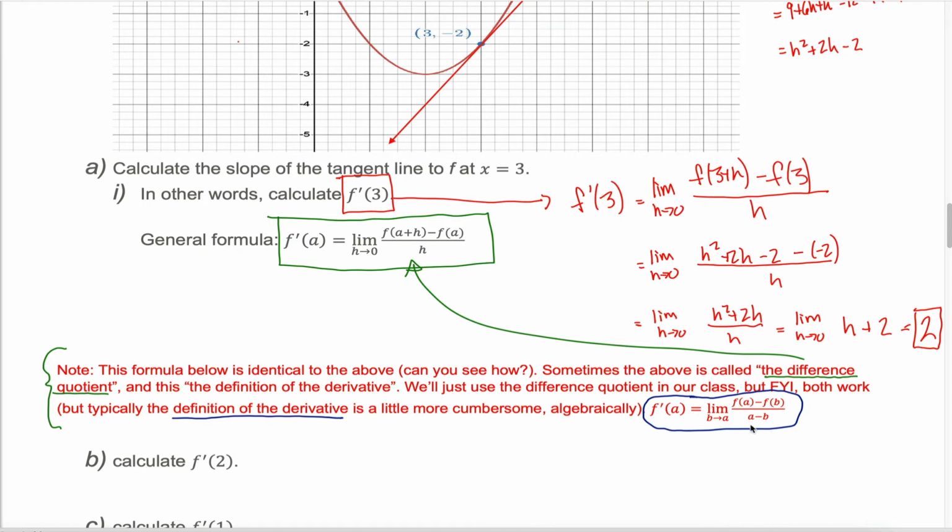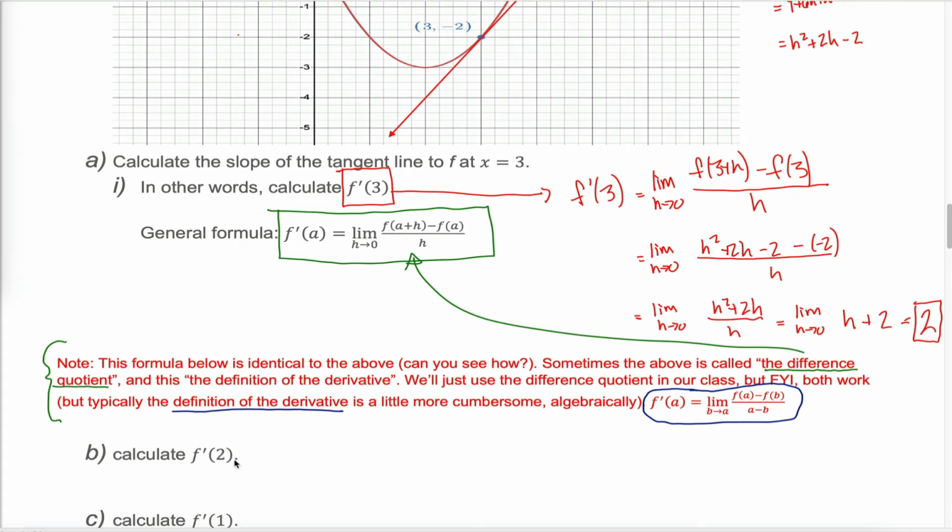Here the 2 points have x coordinates of a and b respectively. Here the 2 points have x coordinates of a and a plus h respectively. This one has a nice intuitive appeal to it, but algebraically, this one works out a little bit better. So this is the only one we're going to use in our class. Let's use this a few more times and then call this video good.